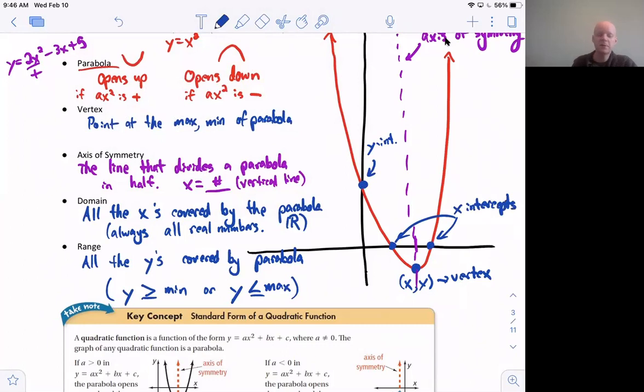And a parabola doesn't always have two x-intercepts. Sometimes a parabola has one x-intercept. Sometimes a parabola has no x-intercepts. It depends on where it is.